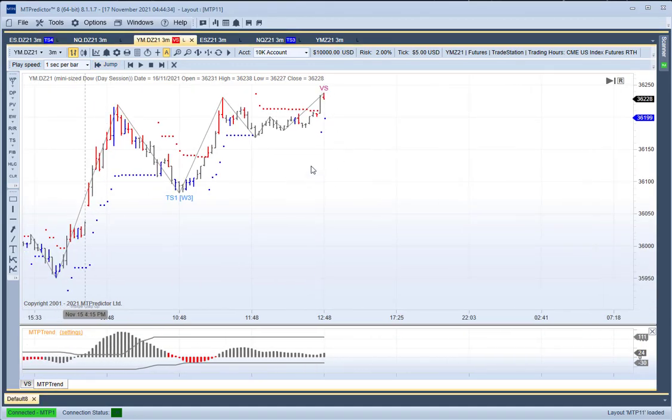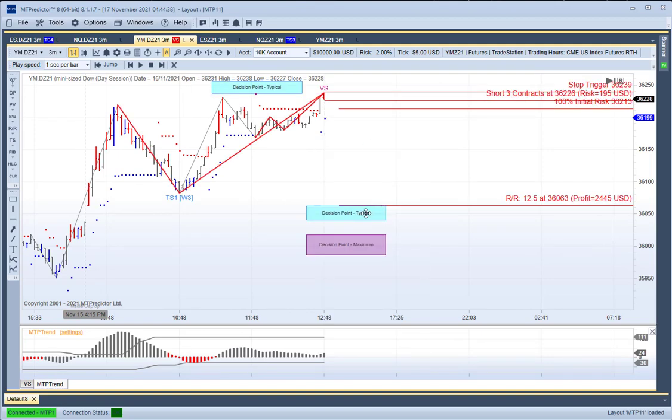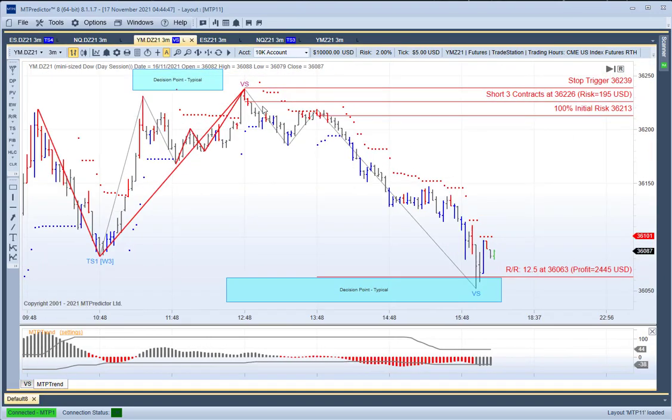So there's the setup as it appeared at the time. We right mouse click at the red sell bar, do analysis, and as you can see, that would be your target on the chart, and that would be your potential profit. You are filled on the next bar. If I turn training mode off, you can see that the market then went down to that target.